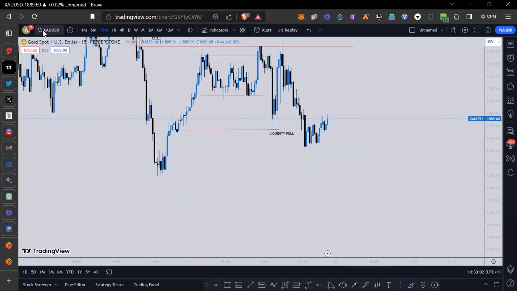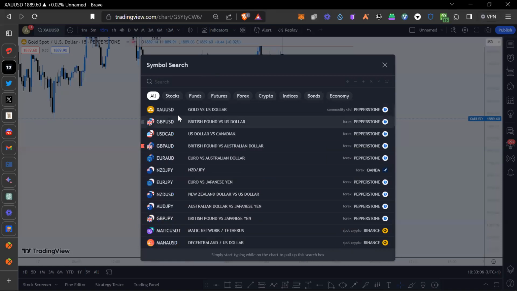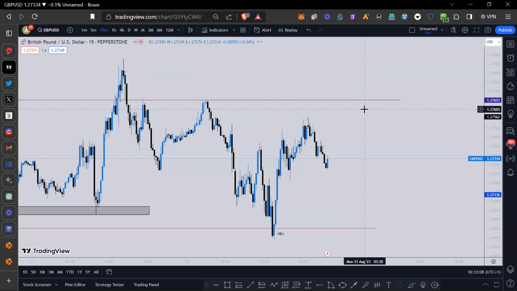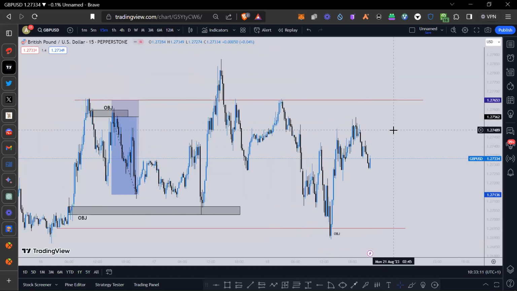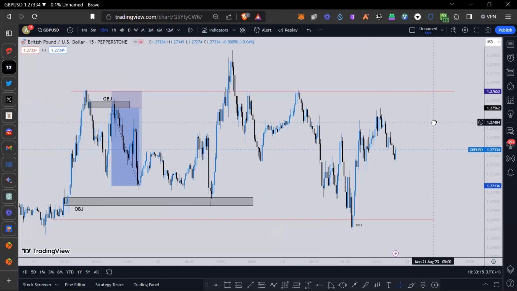There are many other examples. I think I have one in GBP USD. Yeah. So you understand the concept, yeah? Are you familiar with the liquidity pool? Yeah, you're familiar with it. I wanted to ask one question. Okay, ask.